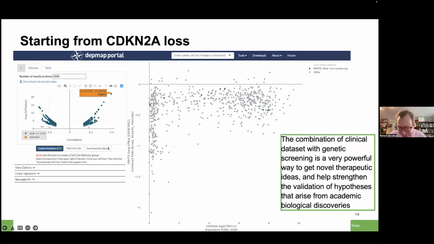So that is an enzyme that's showing up. Here's just a scatter plot showing the sensitivity to PRMT5 on the y-axis and the expression of CDKN2A on the x-axis. So you can see as it gets lost, you're more sensitive, you're going more negative in your score. So your dependency score is getting better with that gene.